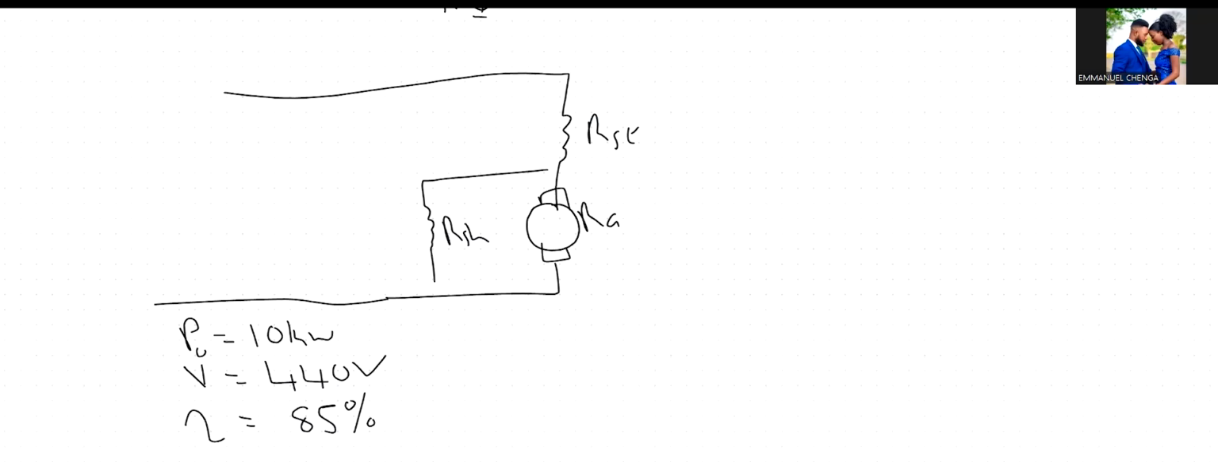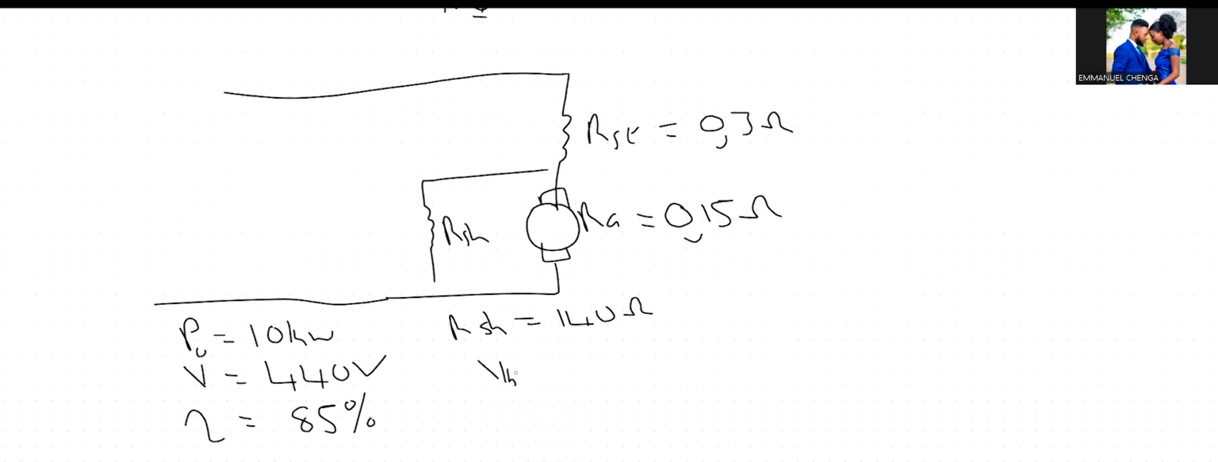So the first one, the series field, is 0.3, and the shunt field R shunt is 140 ohms. All right, okay. They're saying calculate the following if the armature resistance, you're given the value of the armature, which is 0.15, and the brush contact voltage. So you're given V brush. Okay, let me write it again.